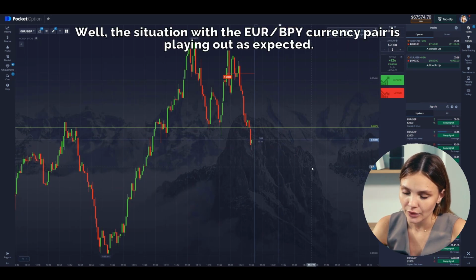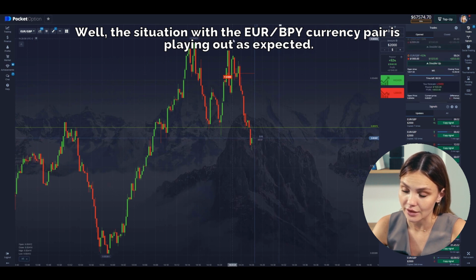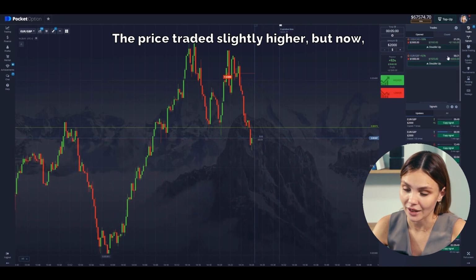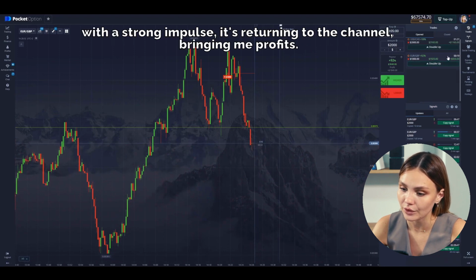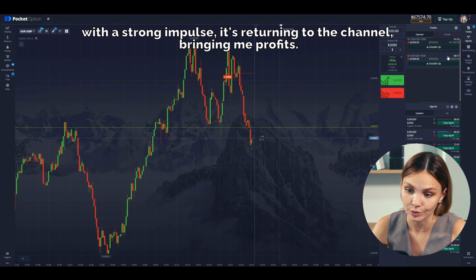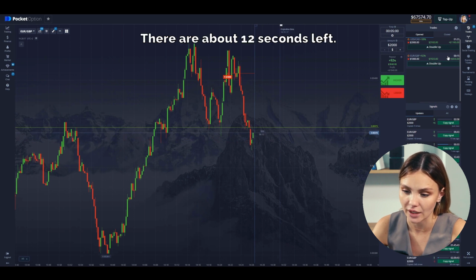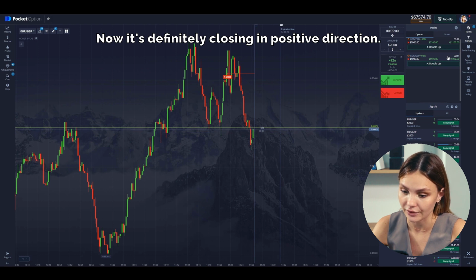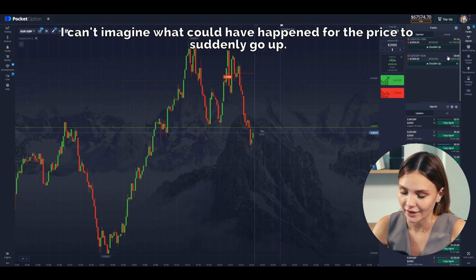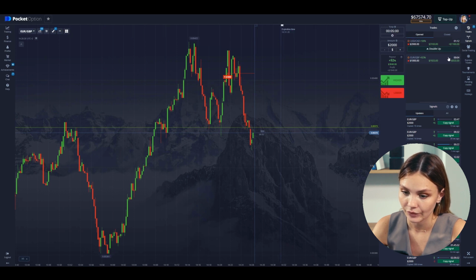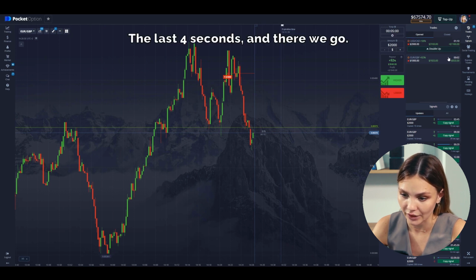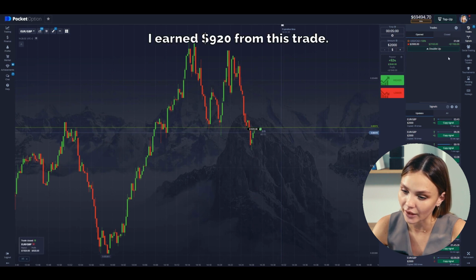Well, the situation with the euro and British pound currency pair is playing out as expected. The price traded slightly higher, but now, with a strong impulse, it's returning to the channel, bringing me profits. There are about 12 seconds left. Now it's definitely closing in positive direction. I can't imagine what could have happened for the price to suddenly go up. The last 4 seconds, and there we go. Done. I earned $920 from this trade.